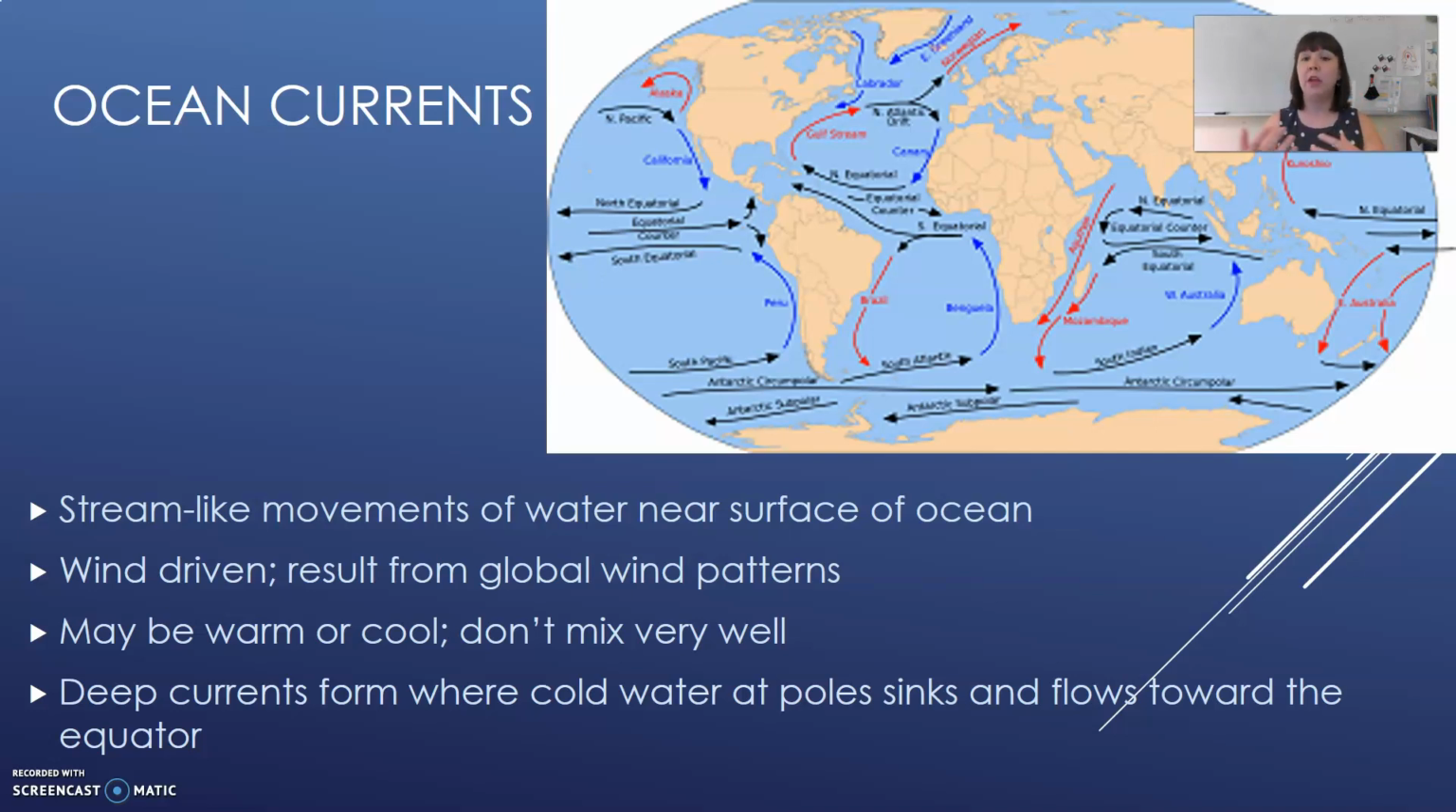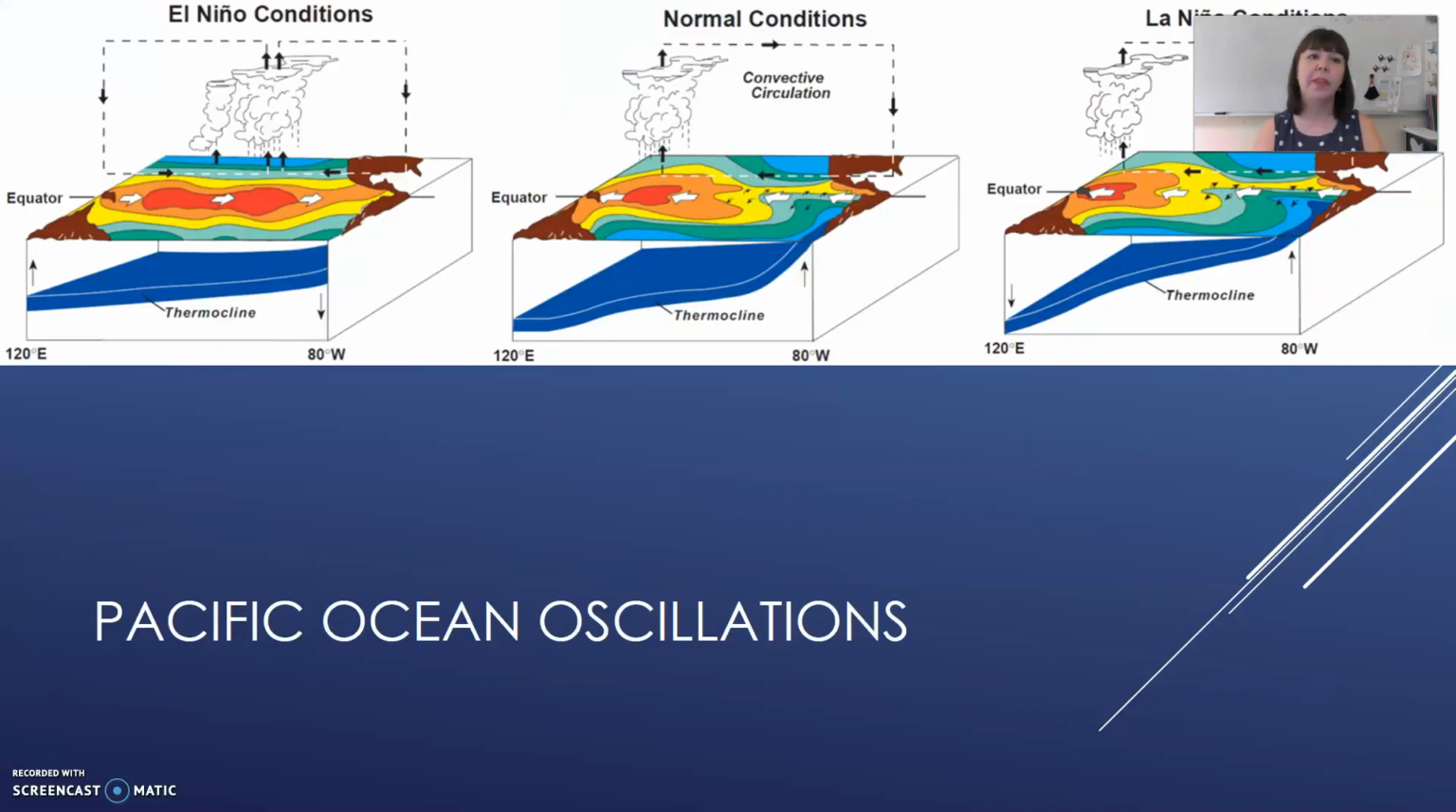They could be warm, they could be cool. Warm if they're going from the equator north or south, cool if they're coming from the poles back to the equator. And they usually don't mix very well. Those different temperatures have different densities, and so they don't mix together very well. You also get deep currents where the water has cooled and contracted and sank and flows from the poles back towards the equator to be rewarmed.